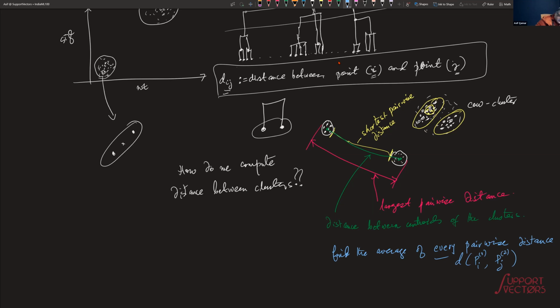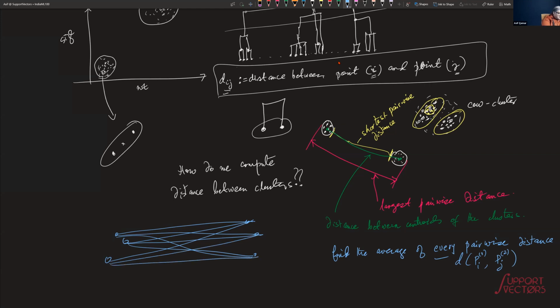Roughly speaking, suppose you have points like this. Then, first of all, this will have 3 lines, this will have 3 lines, this will have 3 lines. And so you would take one over every pairwise distance. So how many distance pairs are there? 3 times 3 is 9, right? 1 over 3 squared times all of these distances, all the 9 distances. And you would say that the average of the pairwise distance is the distance between clusters.